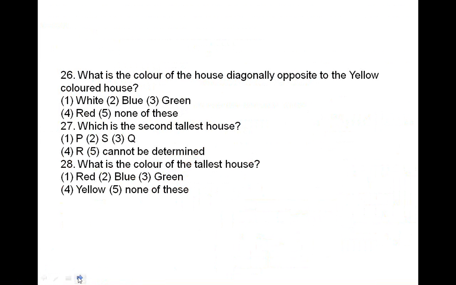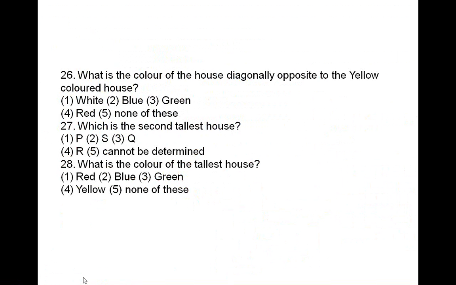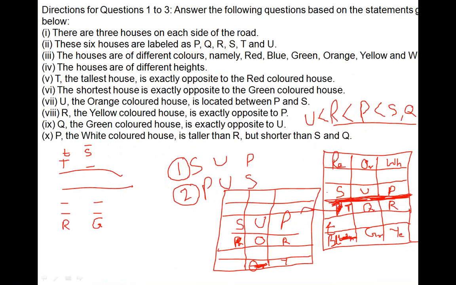Diagonally opposite is red. Second question is, which is the second tallest house? Second tallest house cannot be determined because you see here U, R, P, T is the tallest. So T would be taller than Q. But among S and Q, you cannot determine which is the second tallest house, right? So that has to be taken as the answer. Can't determine. The third is, what is the color of the tallest house? Definitely blue. You can see from the table.